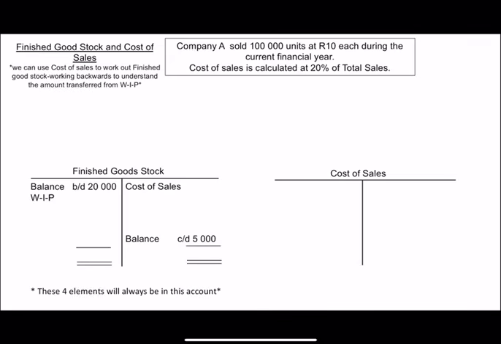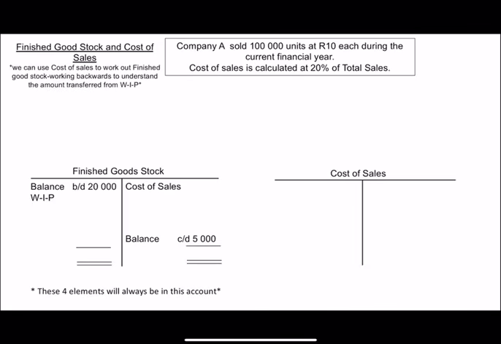So looking at our finished goods stock account, before we go further, these 4 elements will always be in the account. So I want you to straight away, like we did our work in progress account where we drew it up with the 6 elements, draw up the finished goods stock with these 4 elements. So you know the counter accounts and where everything has to be placed. When you have it all on one sheet, you can see how the different accounts connect to each other and how you can work backwards to find that work in progress at the end of the year.